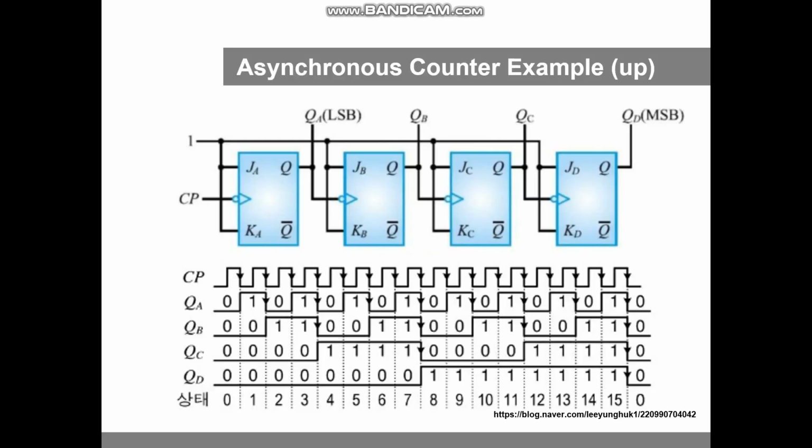QA has a frequency of 1 divided by 2 of the input clock frequency, and QB of 1 divided by 4, and QC of 1 divided by 8, and QD of 1 divided by 16. It looks like a counter, but it is a clock divider.